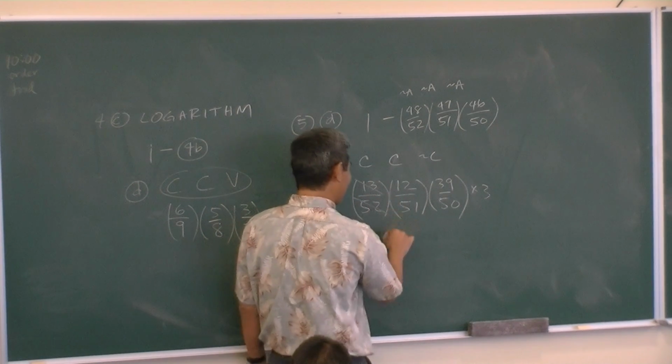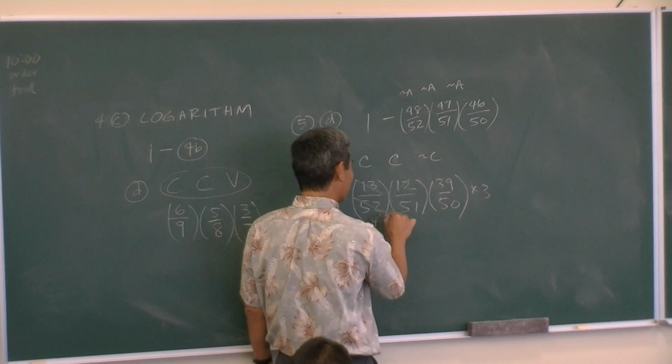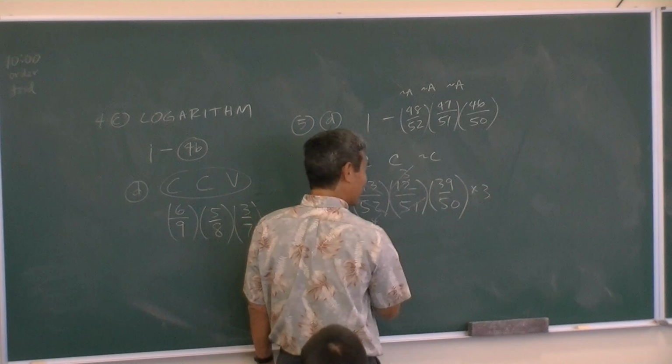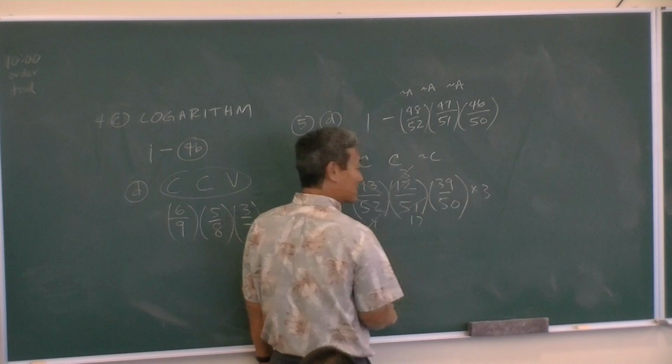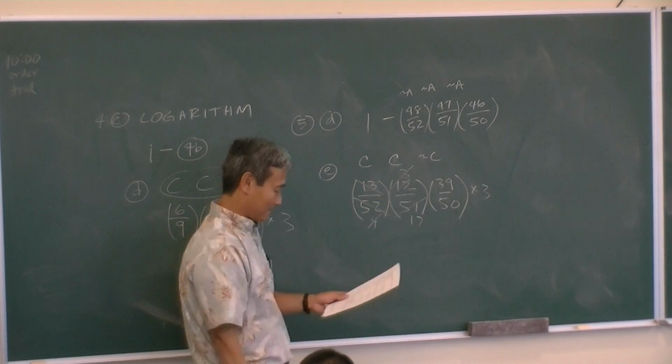13 goes into 54 4 times. 4 goes into 12, 3. 3 goes into 51, 17 times, huh? Card problems always work out pretty nice like that.